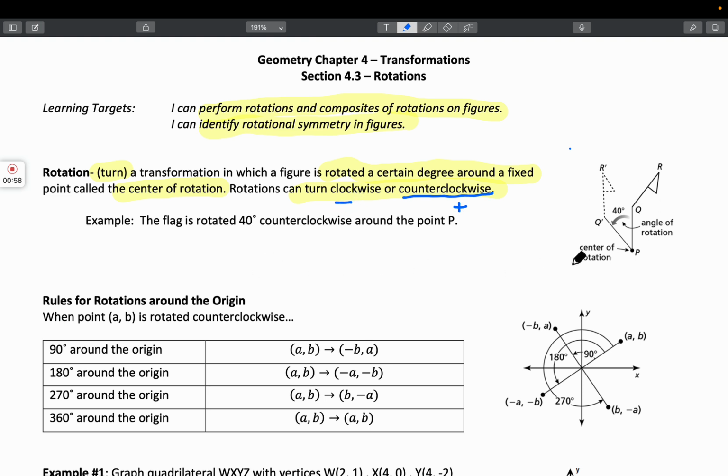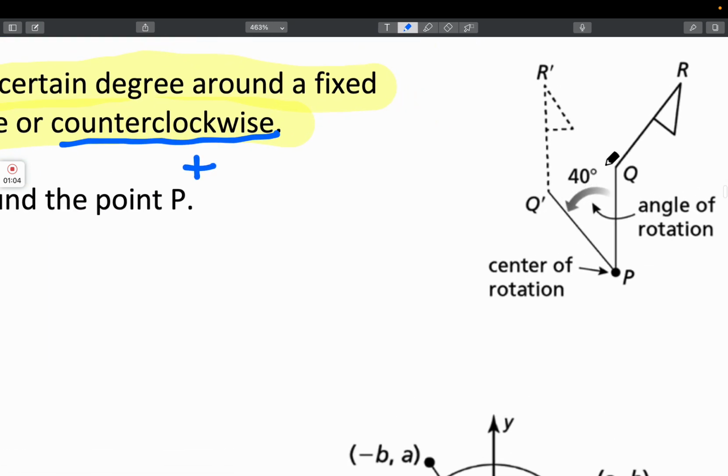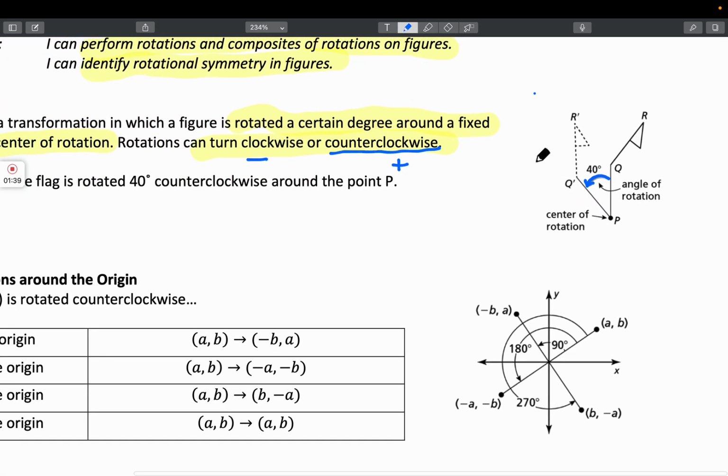So take a look at our example over here on the right hand side. You can see that we have a little flag denoted by this P, R, and the little triangle, and it is being rotated around the center point P. The angle measure that it's being rotated here is this 40 degrees, and since we are moving in this counterclockwise direction, it is this positive 40 degrees. So the pre-image over here on the right hand side gets rotated over here to the left, and it is the R prime, Q prime. This little dotted flag is the image after that rotation of 40 degrees around the center point P.